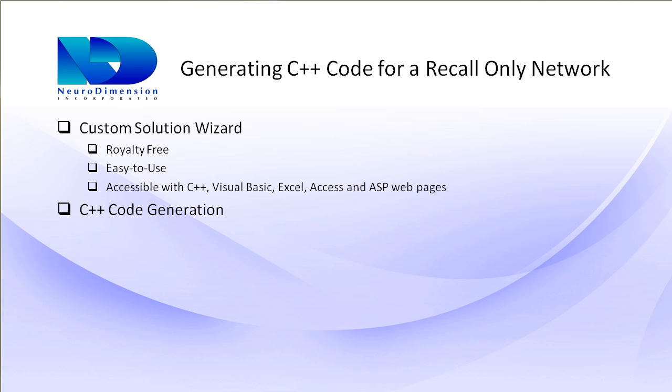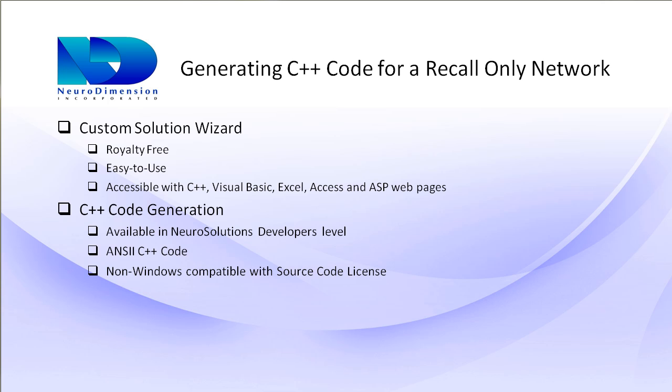The developer's level of NeuroSolutions provides the ability to generate ANSI C++ code which can be compiled directly into external applications. This feature is designed for those who are proficient at C++ and/or may need to customize the code to meet application-specific needs. It also enables neural networks to be deployed on non-Windows platforms such as Unix with the addition of the source code license.